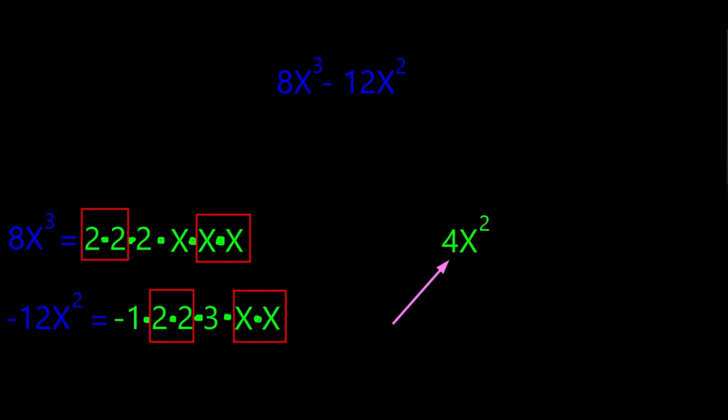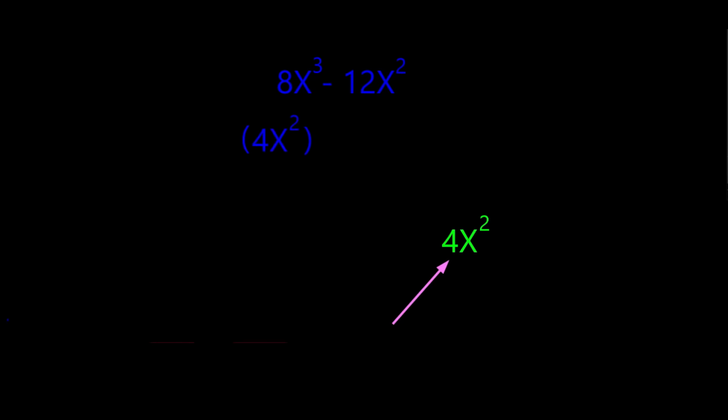We then write 4x raised to the power of 2 between brackets below 8x raised to the power of 3. We bring down this sign. Then we write 4x raised to the power of 2 between brackets below minus 12x raised to the power of 2. What whole number could we multiply by 4 to get 8? That number is 2. How many x's could we multiply by x squared to get x raised to the power of 3? We need to multiply 3 x's together. So we need to have an x in brackets beside 2.